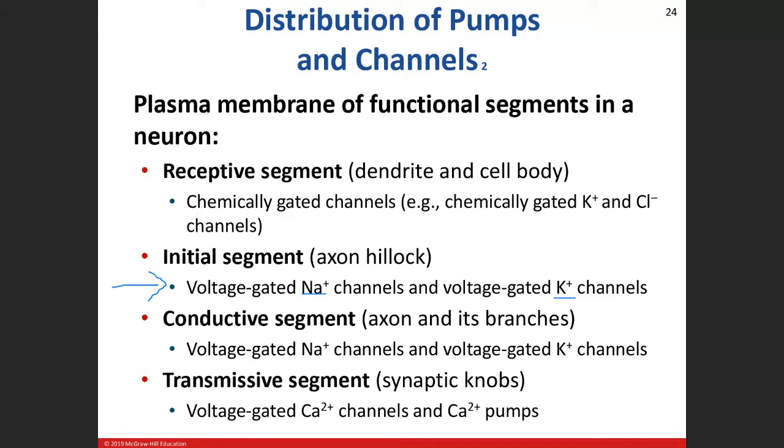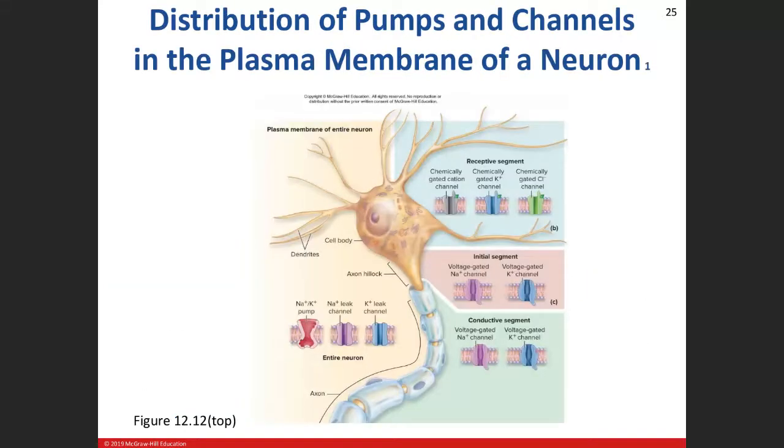The next segment of our neuron is the conductive segment. Like an electrical signal travels through a wire, the action potential, the nerve signal, travels through the axon and its branches. Remember, some axons have collaterals that branch off from the side. The conductive segment also has voltage-gated sodium channels and voltage-gated potassium channels, in addition to the sodium-potassium ion pump and the leak channels. Here is the conductive segment, here's the axon.